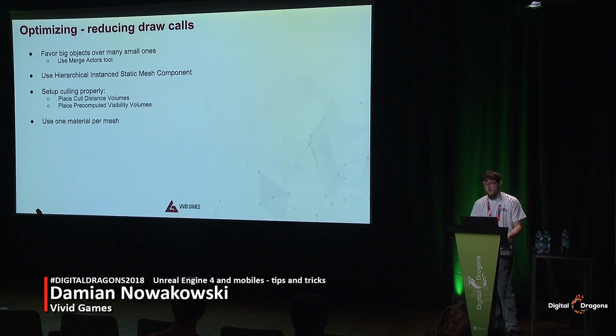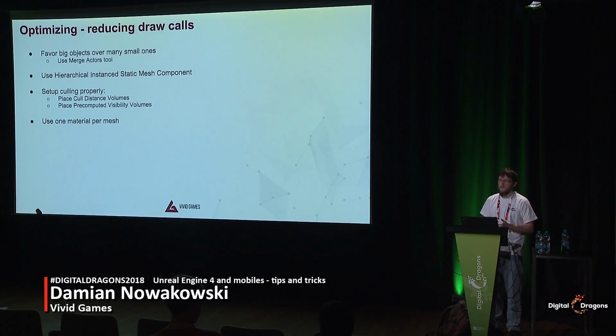Use only one material per mesh. It might be very difficult for the artists to combine all of the goodness into only one material, but every material on your mesh will generate another draw call. So if you have a static mesh with 4 materials, the static mesh will cause 4 draw calls.